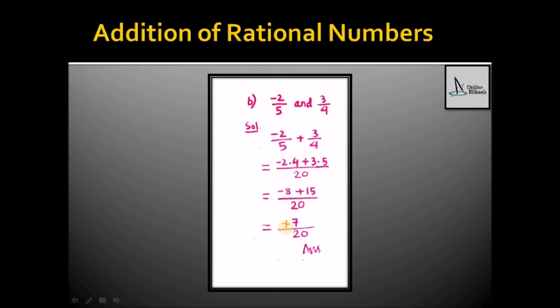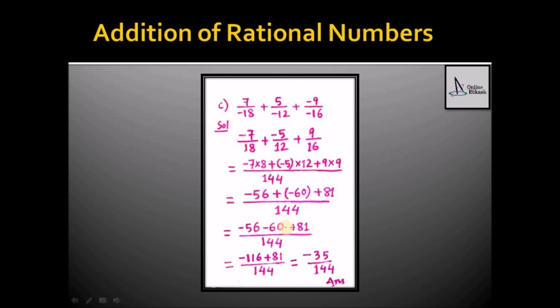Okay, let us see one more example of addition of rational numbers. In this case, 7 by minus 18 plus 5 by minus 12 plus minus 9 by minus 16.